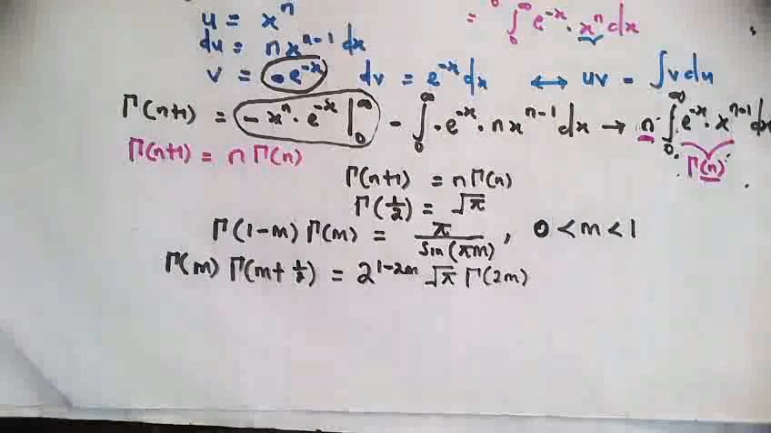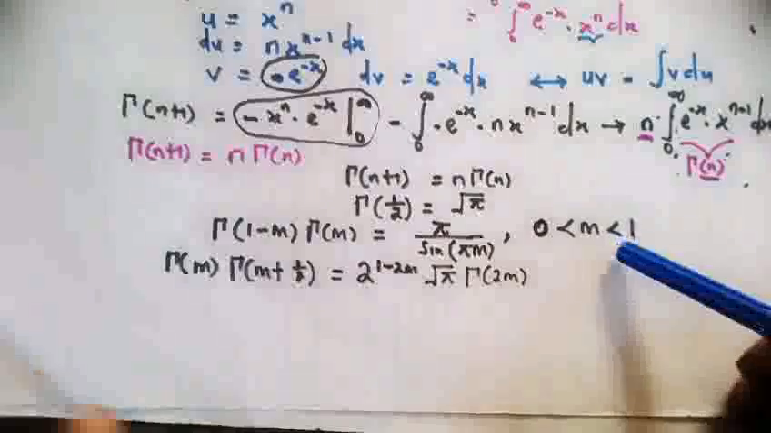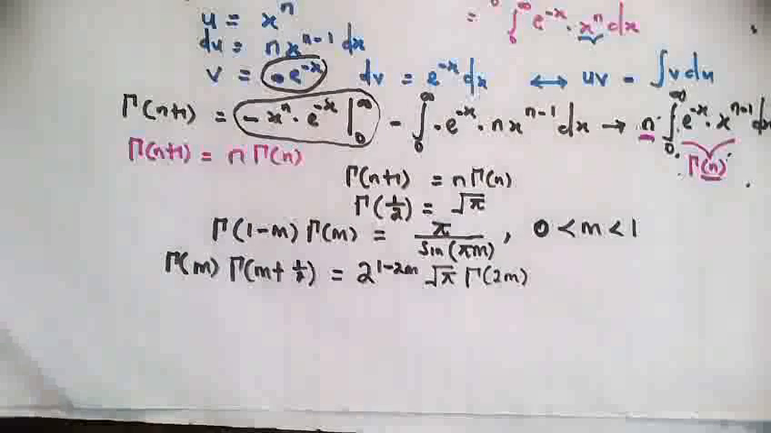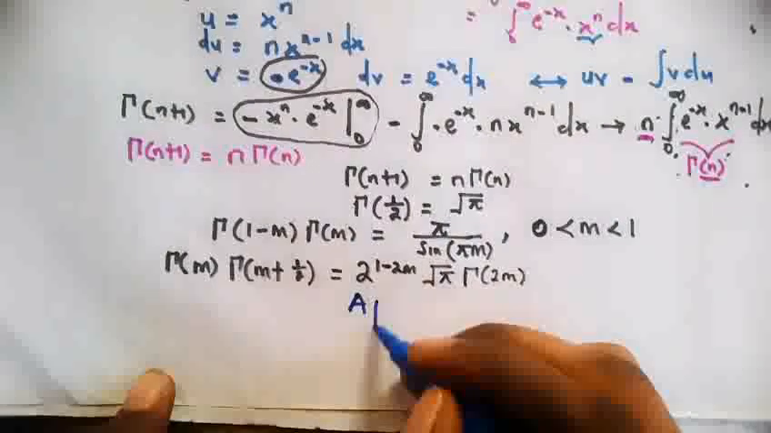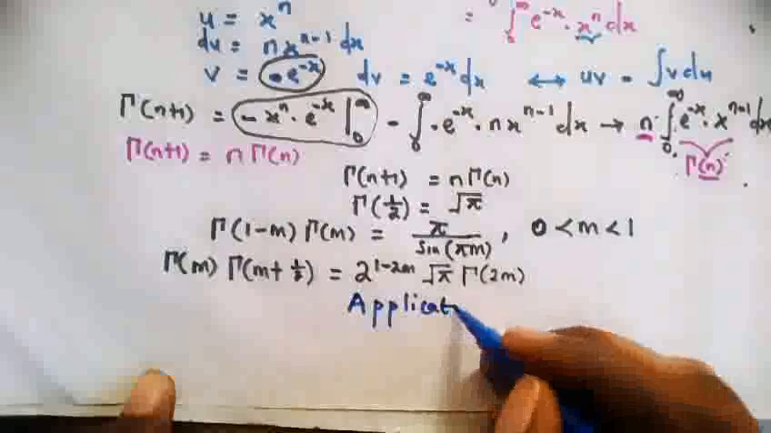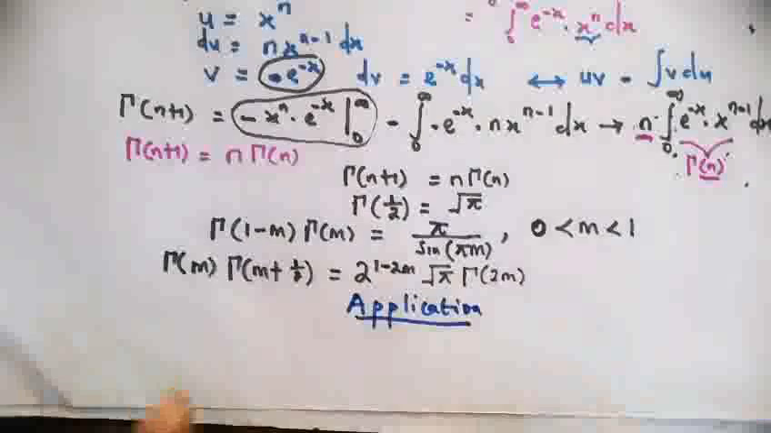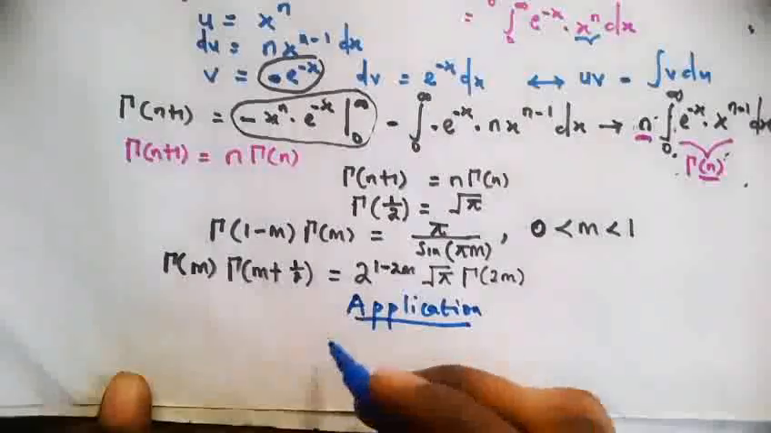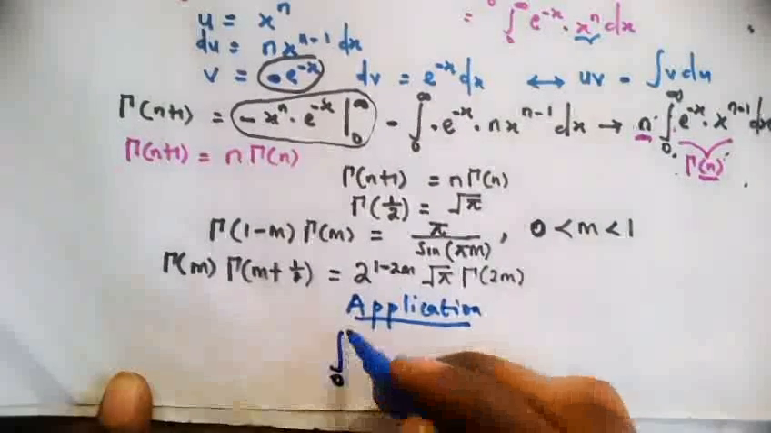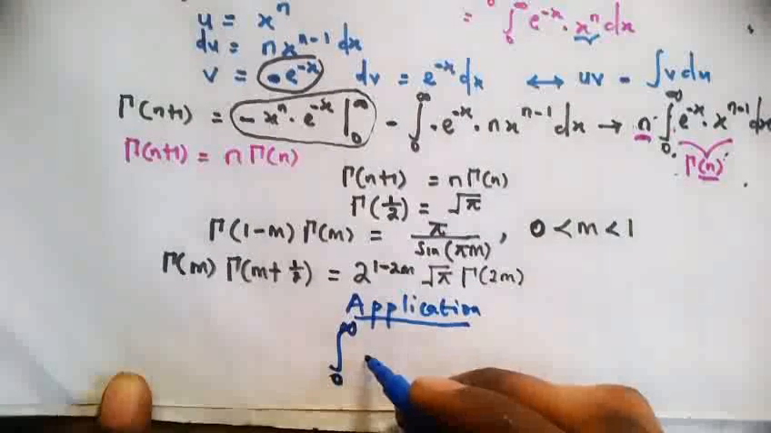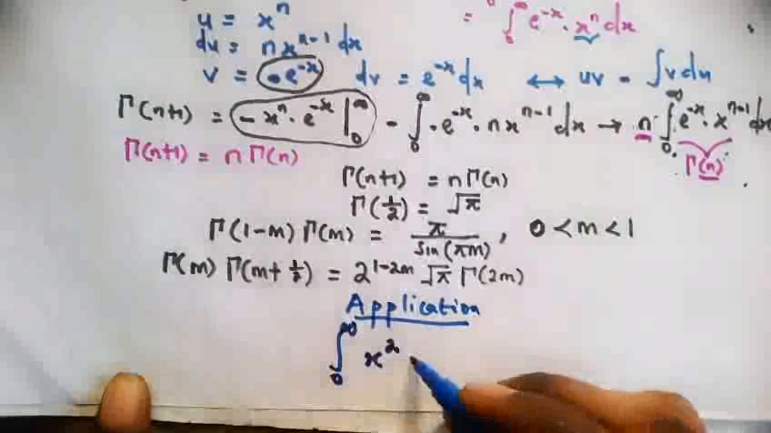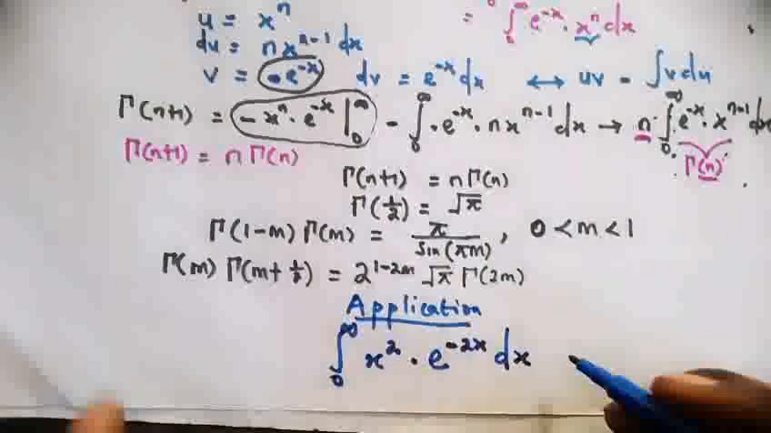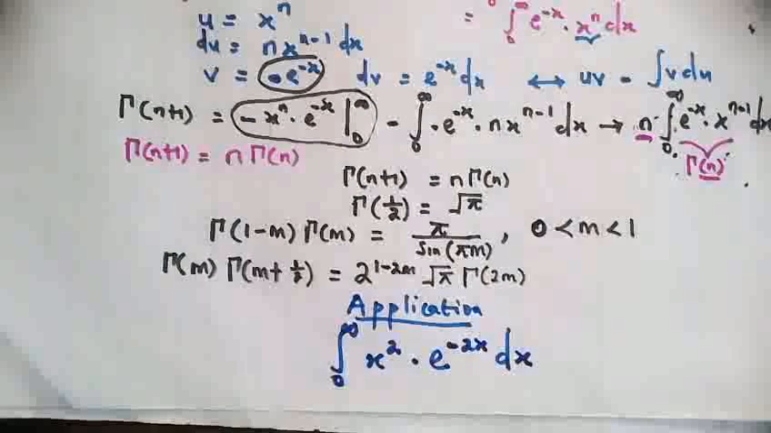Now we have entered into the main lecture here. Now we're going to see the application of this gamma function. So we are starting with, let's write application in solving problems. Now we are going to evaluate this integral here, the integral as x is going from 0 to infinity of x raised to power 2 times e raised to power negative 2x dx. So let's see how we're going to evaluate this now.